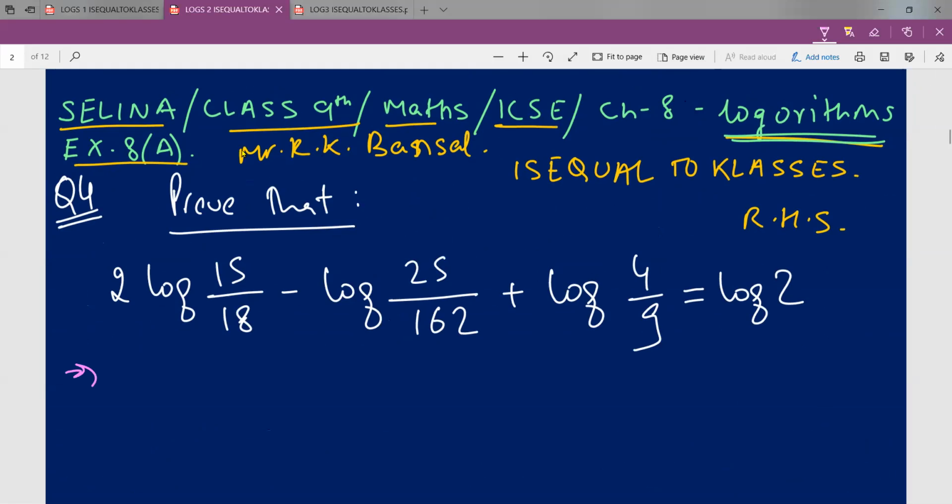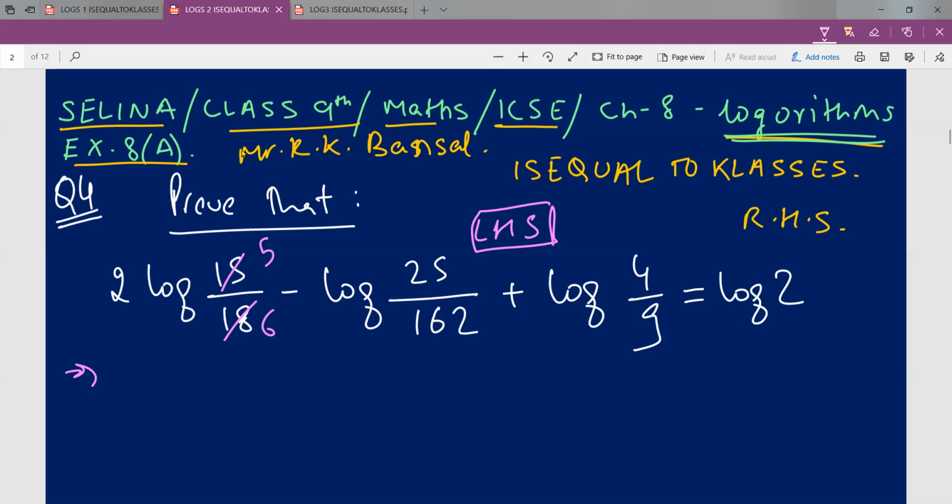2 log of 15 divided by 18. Now I could divide this by 3 and we will get 5 by 6, minus log of 25 by 162 plus log of 4 divided by 9 is equal to log 2. Prove that. So all you have to do is solve the LHS. You have to solve the LHS and make sure that you get the same answer as the RHS. So in the LHS you should get log 2. Therefore LHS will be equal to RHS in the end, if and only if you get LHS as log 2.